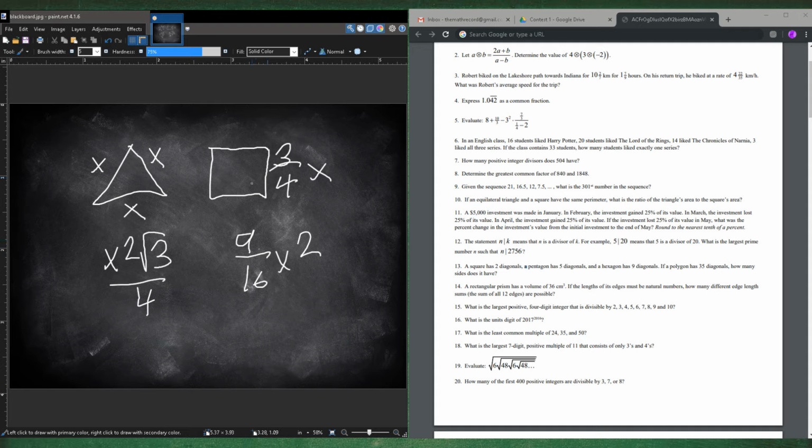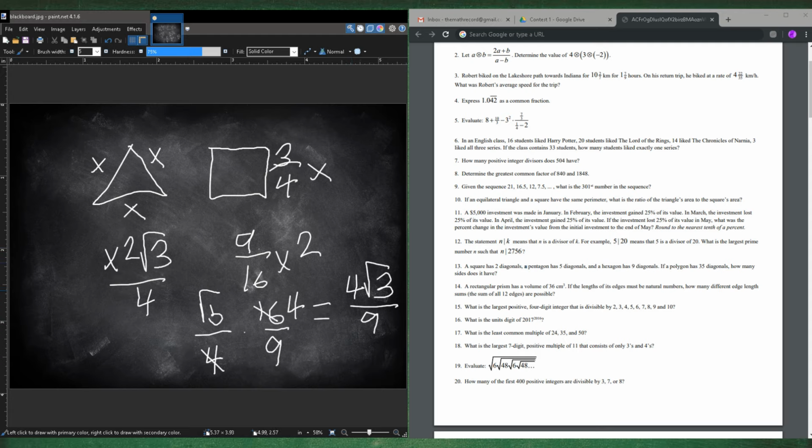So what is the ratio of the triangle's area to the square's area? So this number divided by this number is just square root 3 over 4 divided by 9 over 16. Dividing by a fraction is just multiplying by the reciprocal. So the 4 cancels out with the 4 here. So that would be 4 square root 3 over 9. And that's how you get the answer.